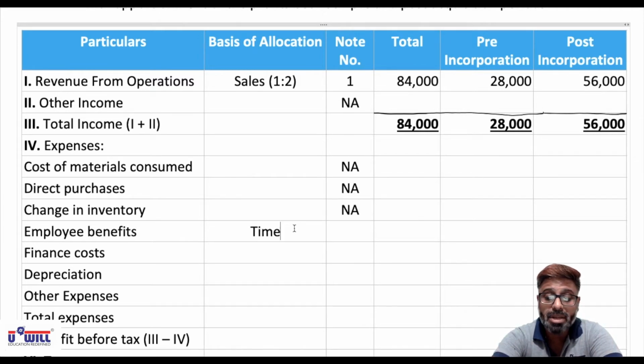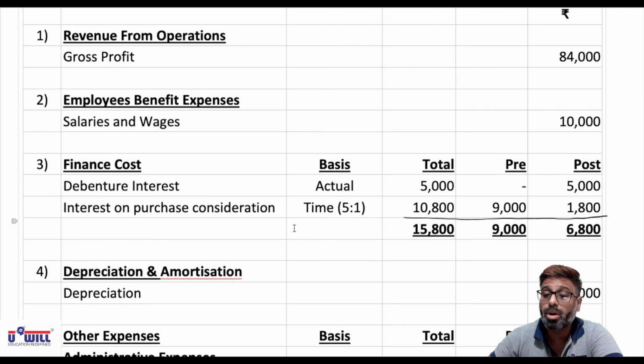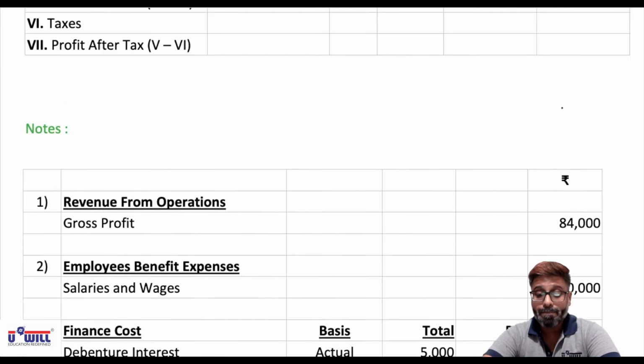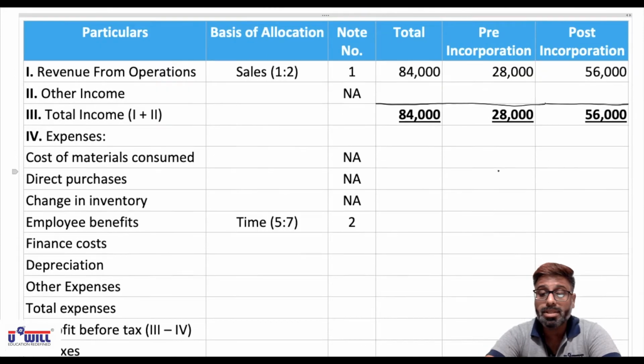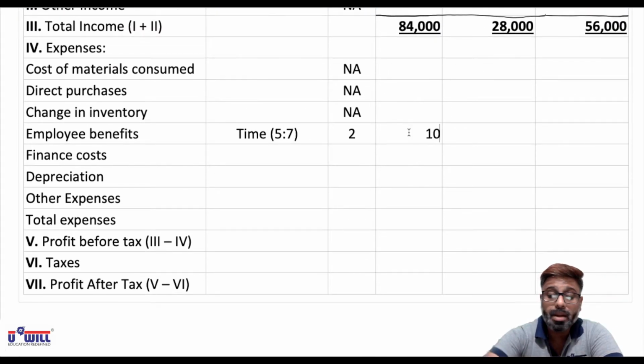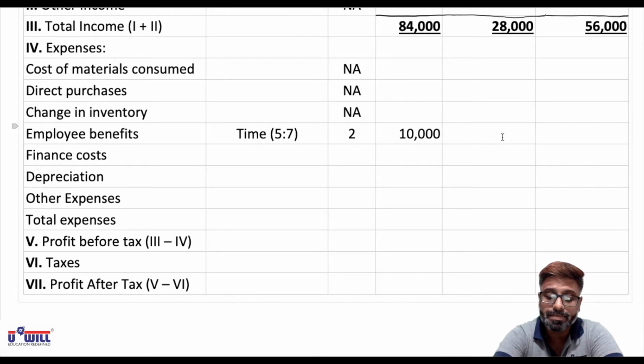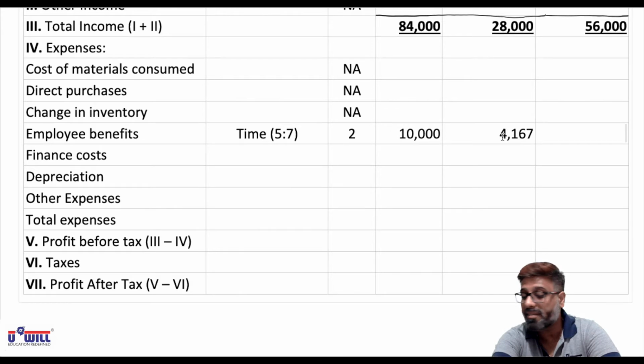Employee benefits, time ratio 5:7. Note number 2. What is the employee benefit given in note number 2? Well, if you can see here, 10,000 rupees. So in the total column 10,000. Now 10,000 into 5 by 12, that is 4,167, and 7 by 12, that is 5,833.